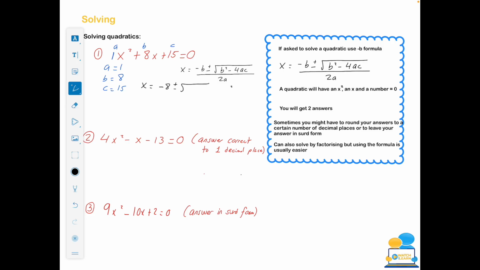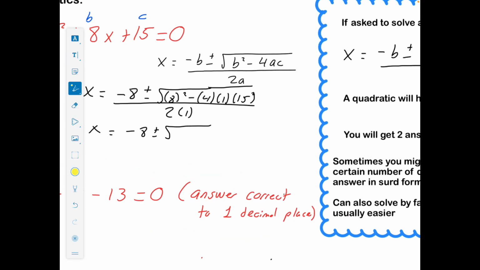So now we're going to sub those into our formula. So we're going to say that x is equal to minus b, so minus 8, plus or minus square root of b squared, which is 8 to be squared, minus 4 by 1 by 15, all over 2 multiplied by a, so that'll be 2 multiplied by 1. Now we're just going to tidy this up a little bit before I put it into our calculator. So 8 plus or minus.